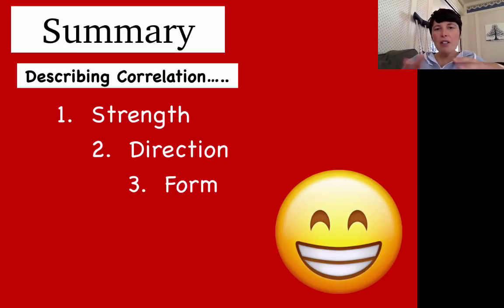Hopefully you kind of followed some of this, and in class we're going to practice writing correlation sentences. Do not forget to include all 3 describing words, super important.